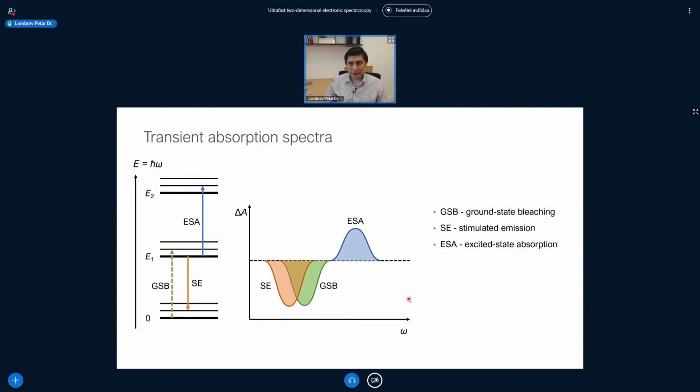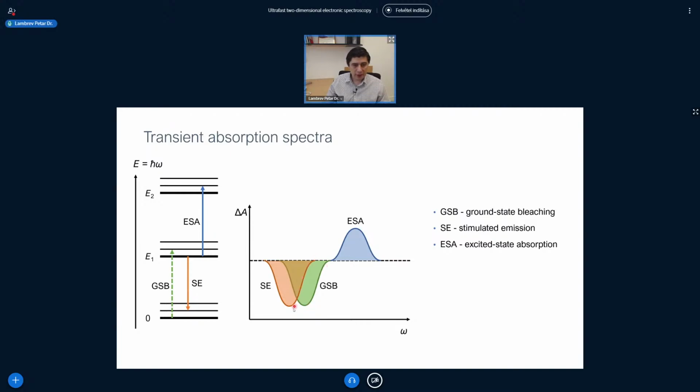So what do we see in the transient absorption spectra is usually three main kinds of signals. One main signal is called ground state bleaching. That is because the first pulse will excite the system, and then there are less molecules in the ground state that can absorb the light. So we have a negative absorption or bleaching, transient bleaching.